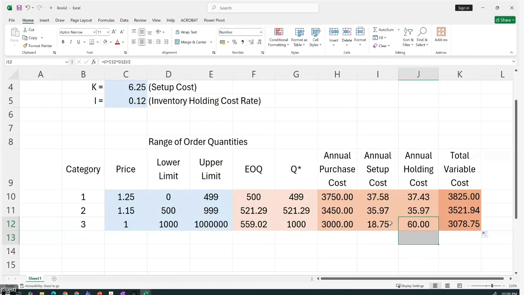Because the holding cost is only this much, it is manageable, right? And whatever increase we are having here in the holding cost, it gets compensated in the purchase cost, right? I hope you all are with me. Because of the bulk discount, whatever increase in the holding cost is getting compensated in the purchase cost. You can compare the 3, right? So because of this, the overall cost is the lowest in category 3, right? I hope you're with me.